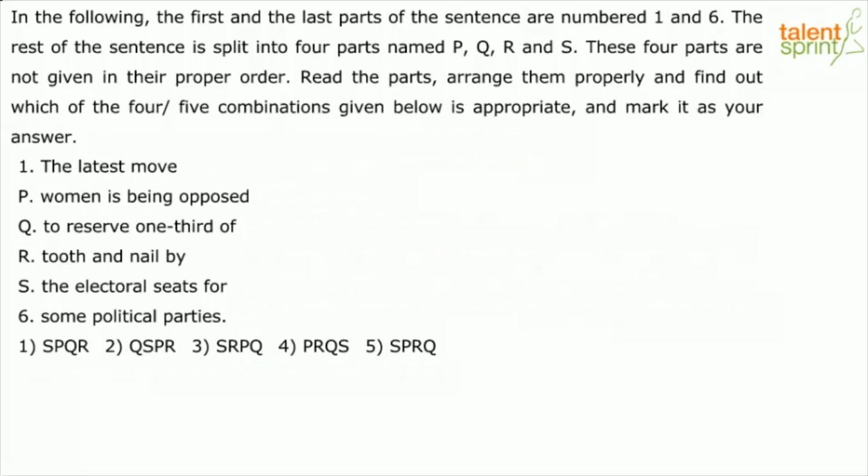So remember the strategies that we just took a look at. Is anything standing out for you from the given options? P says woman is being opposed, Q says to reserve 1/3 of, R says tooth and nail by, S says the electoral seats for. Then we'll have to figure out what the answer is. So a couple of you have come back with the option. Now let's go back to the question. The idea is to understand how to apply the strategies.